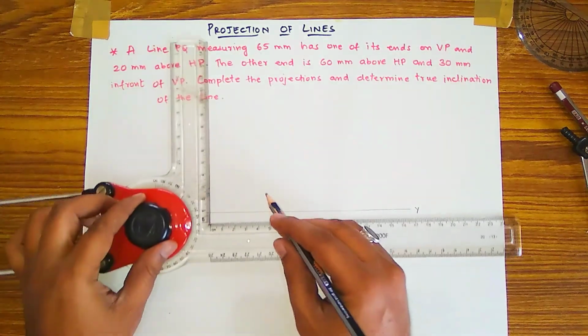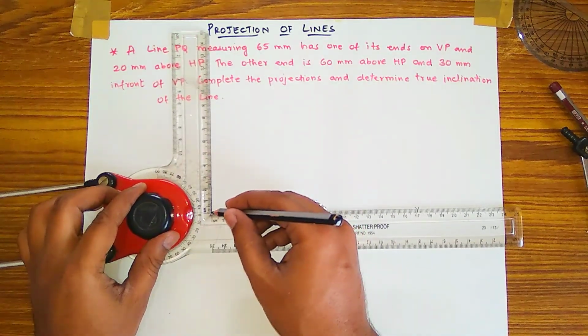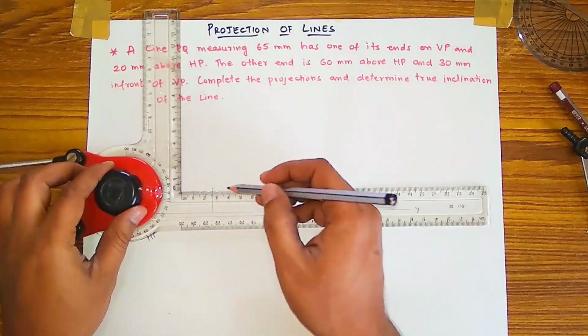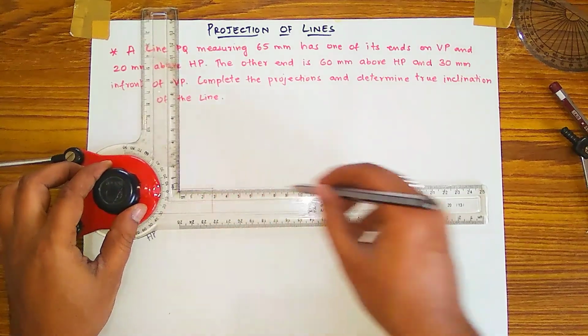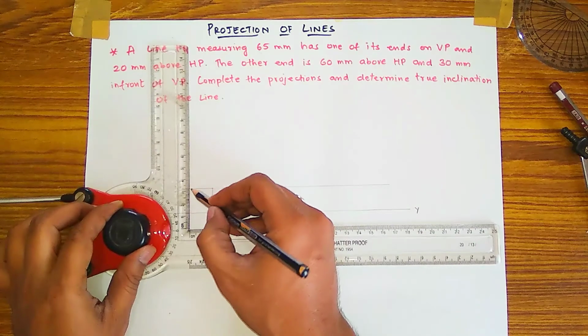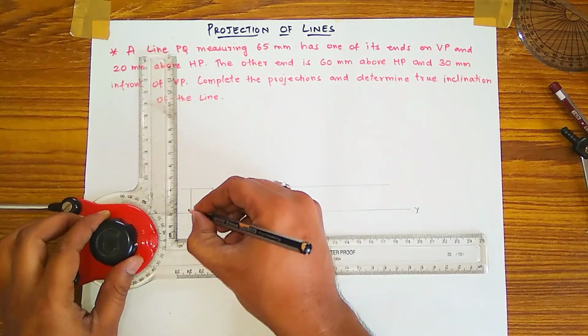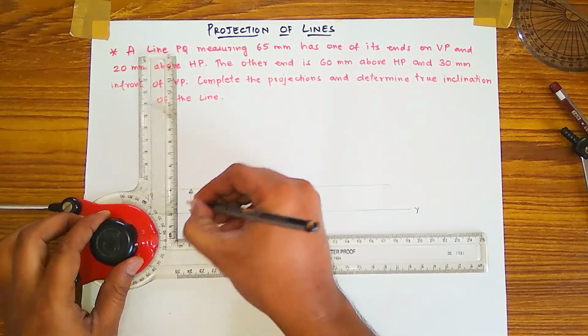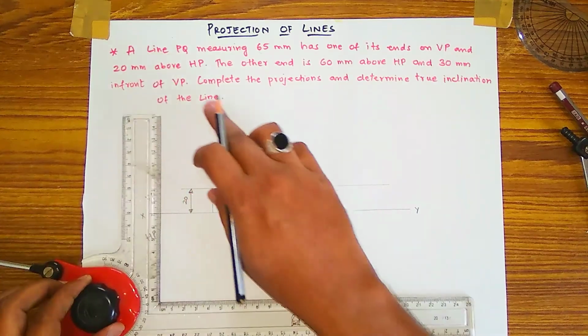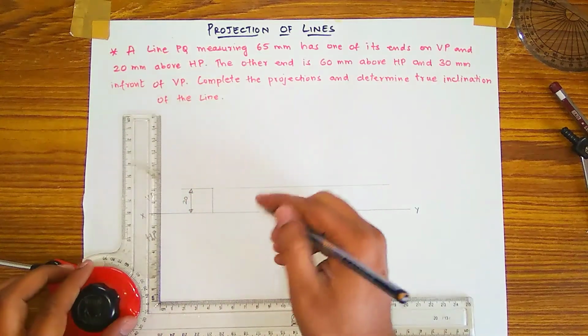20 mm above HP means you have to take 20 mm up like this. Here draw a locus line like this and show the dimension of this line, 20 mm. Above HP I have shown you.